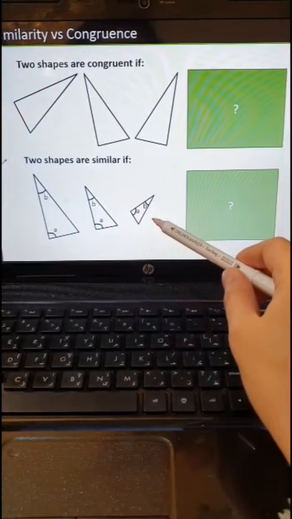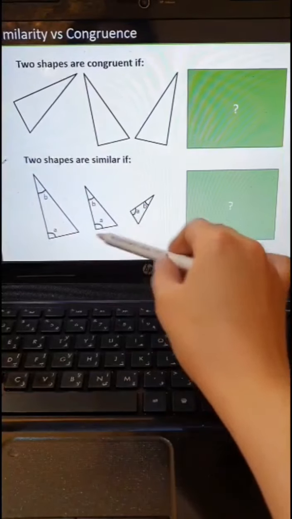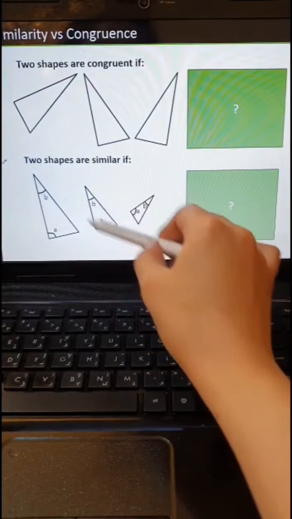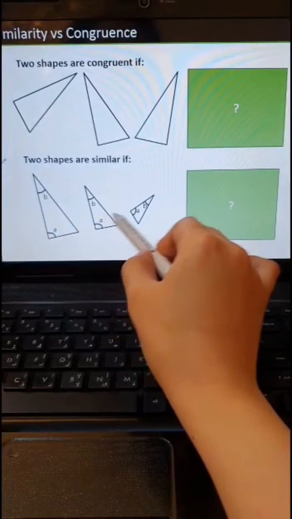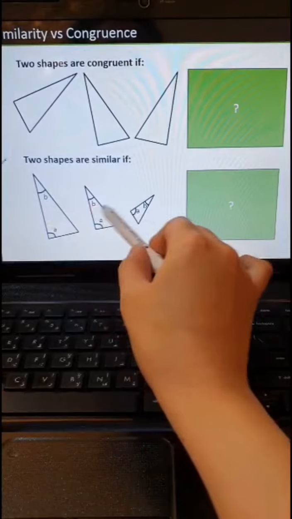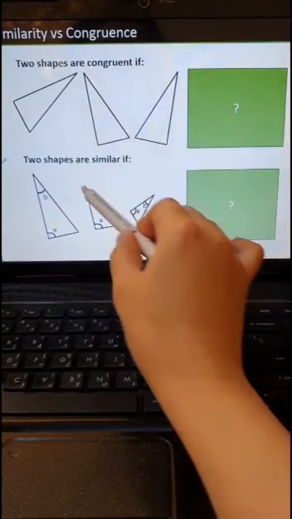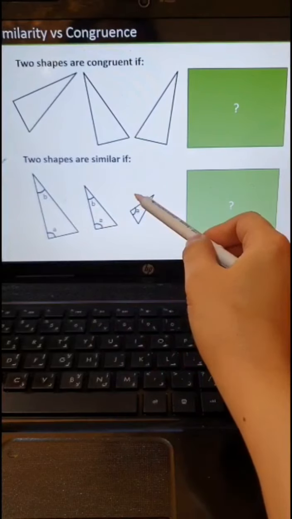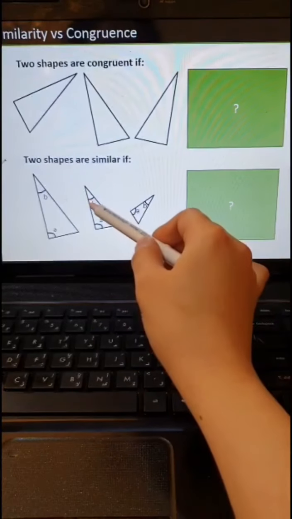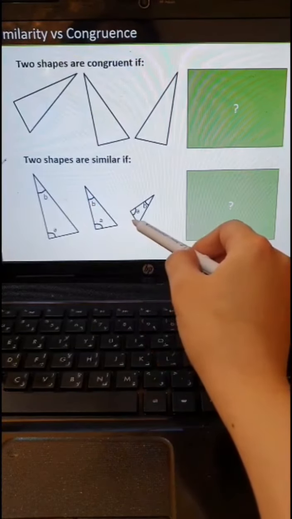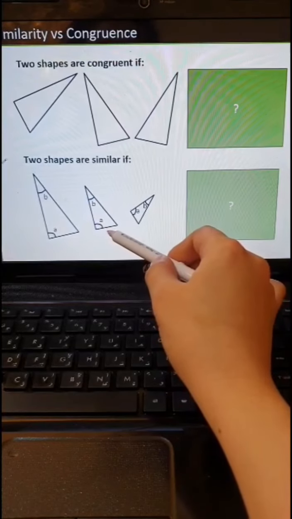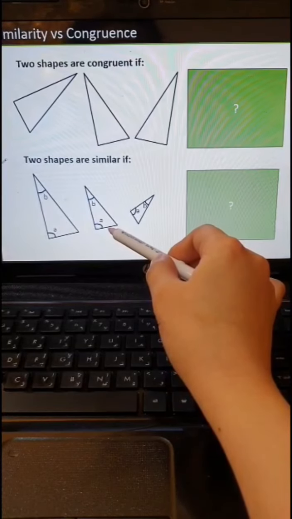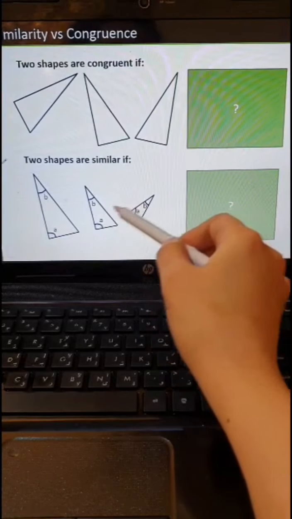But in the second case, we have the same shape, but we don't have the same length of sides. All the angles, opposite angles, are congruent, but we don't have the same length of sides. In this case, the sides are in proportion. So if this side is 2 and this side is 4, this side is a 3, the fourth side should be multiplied by 2, it will become 6. So they are in a proportion.